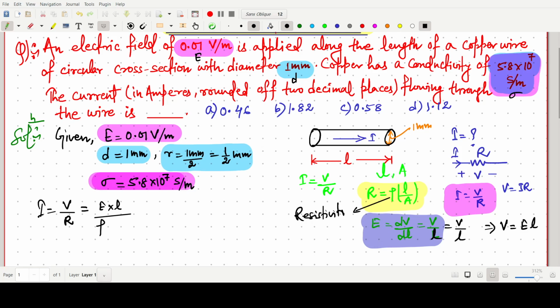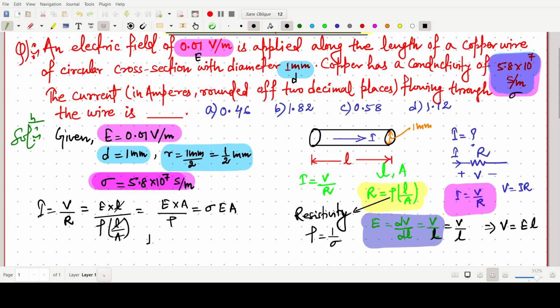Resistivity, L is the length and A is the area. So R equals rho L by A. This L will be cancelled, and 1 by resistivity is nothing but simply the reciprocal, the conductivity. So this can be written as E into A by rho. This 1 by rho is nothing but simply sigma E A.